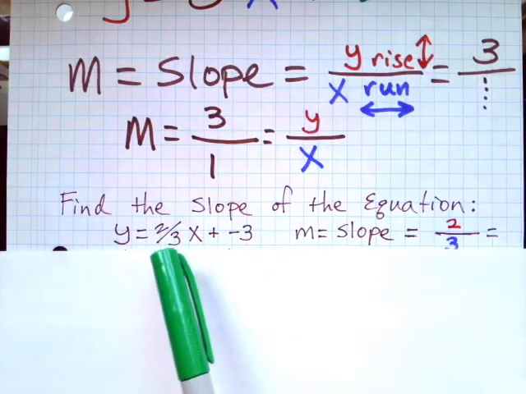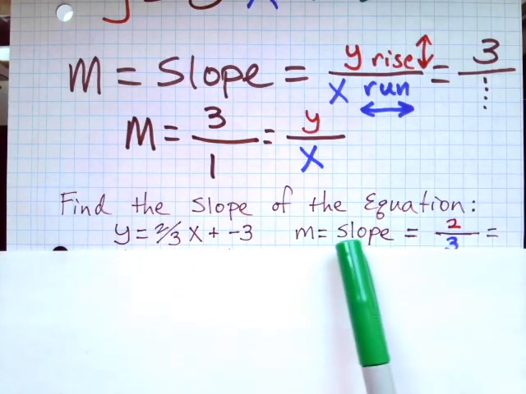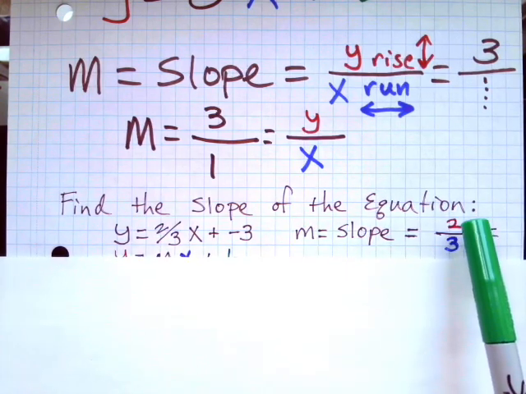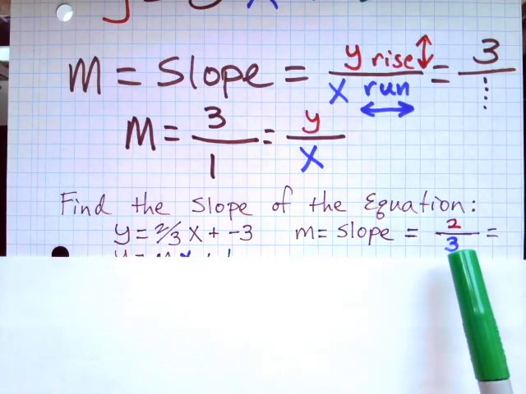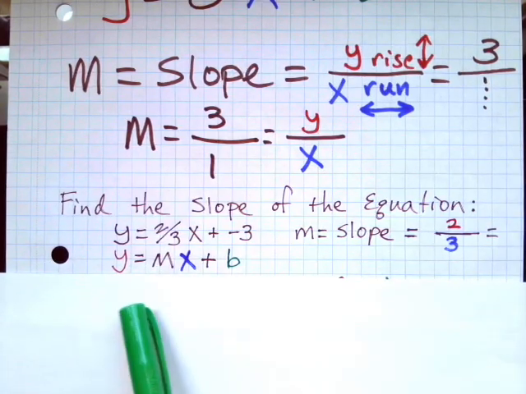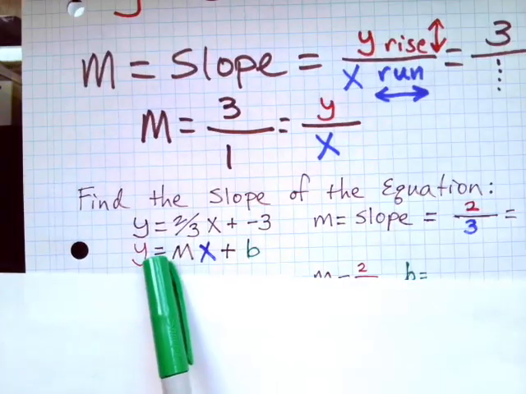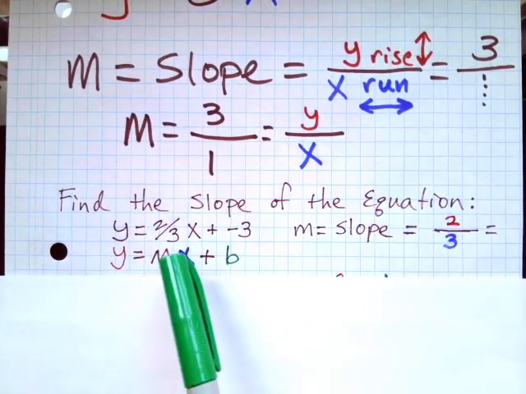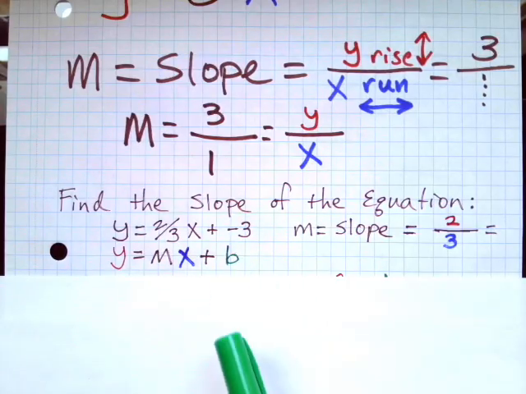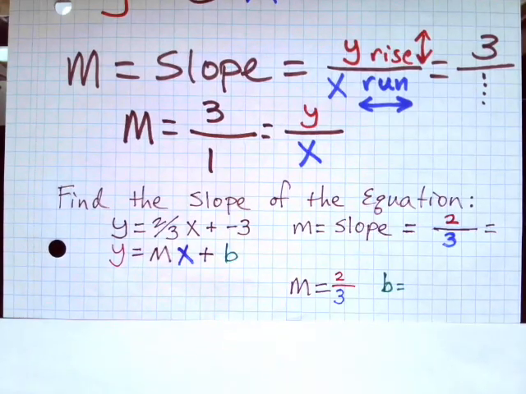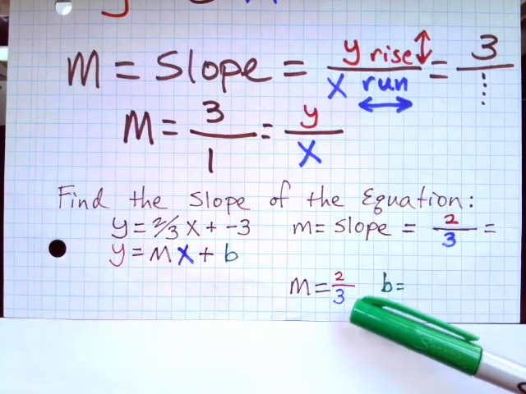What is my m value? What's the slope in this equation? Well, my slope is 2/3, with 2 representing the y value, positive 2, up 2, and 3 representing the x value, positive 3 in the x direction. And again, I'm showing you the slope-intercept form, where your m is your slope and your b value is your y-intercept. So for this particular example, my slope is 2/3.